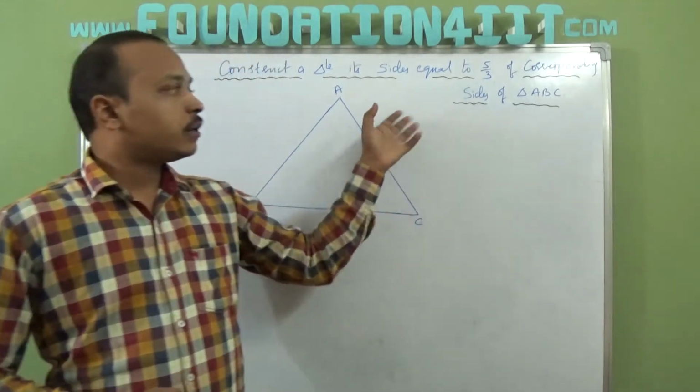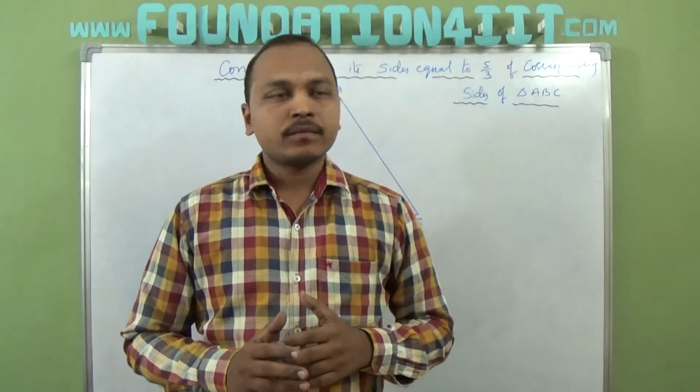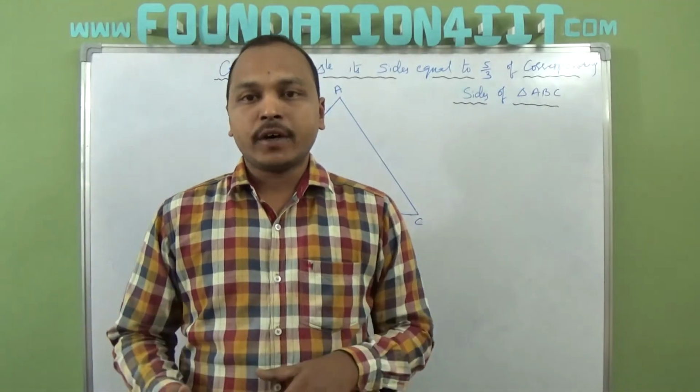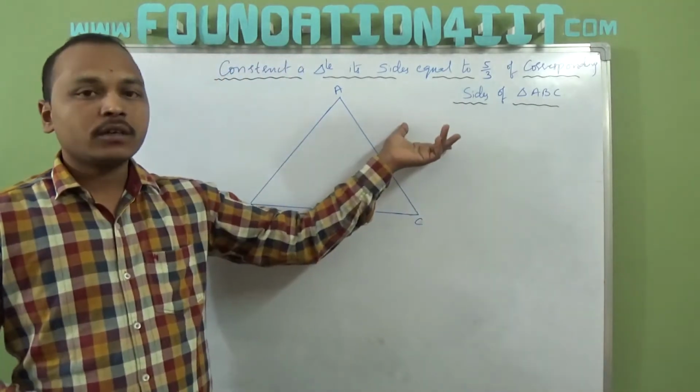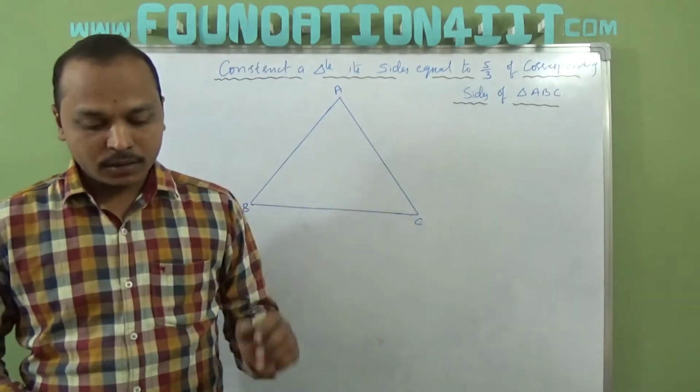That means it must be bigger than this, because 5 by 3 is an improper fraction. So the numerator is bigger than the denominator. So it's improper and it's more than 1. So the resulting triangle also will come bigger than this. Now we will see how to construct.